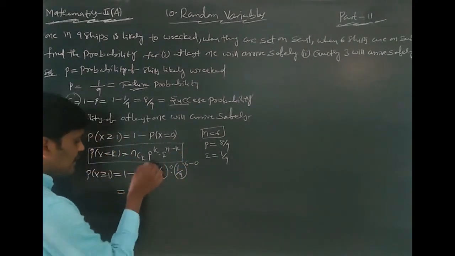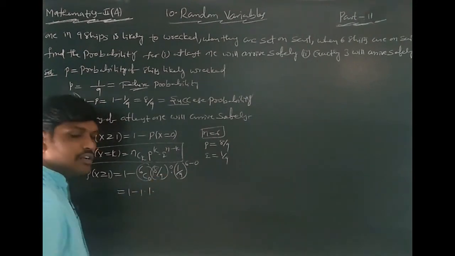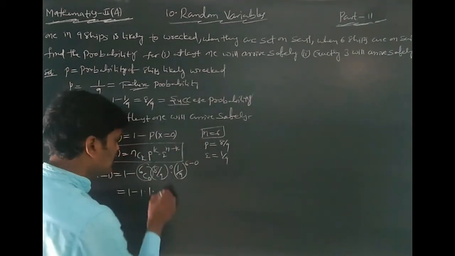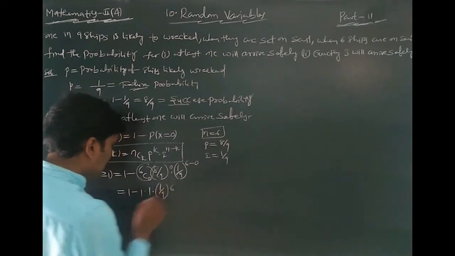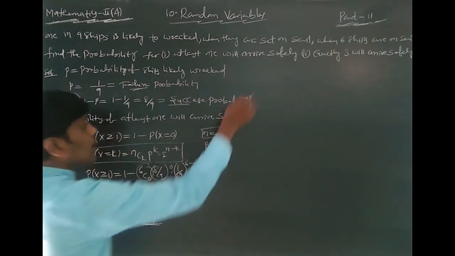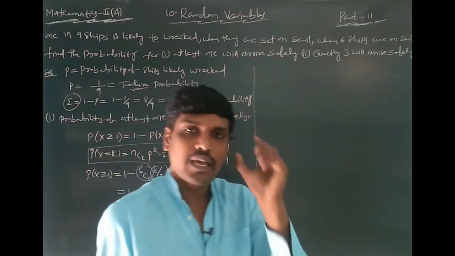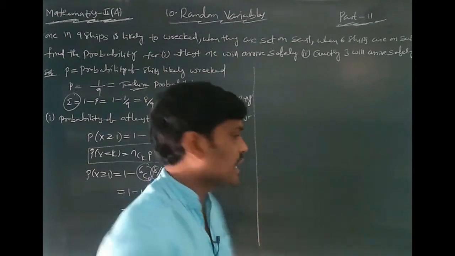You can take 1 minus 6C0 is 1, (8 by 9) whole power 0 is 1, (1 by 9) whole power 6. You can take 1 minus (1 by 9) whole power 6. This is the probability of at least one ship arrived safely. Understood or not? Second one.